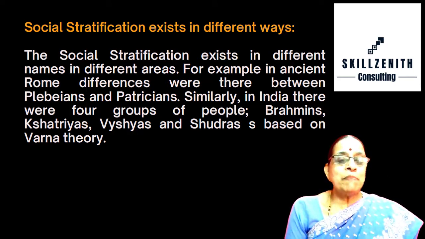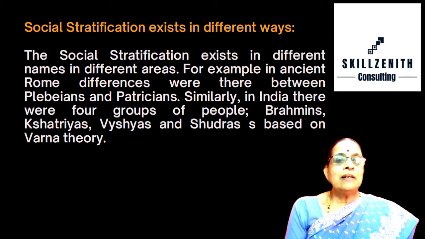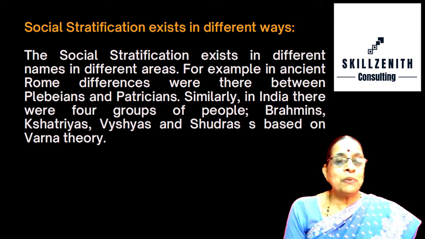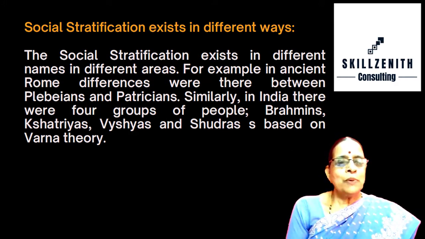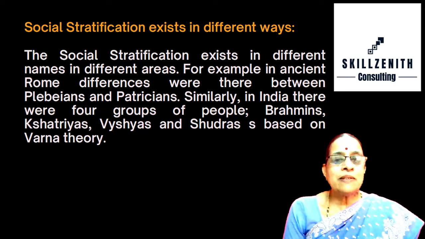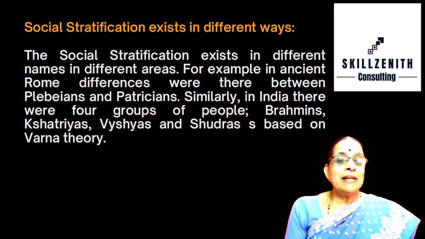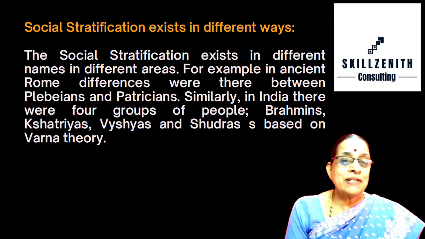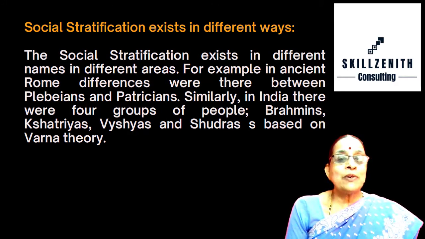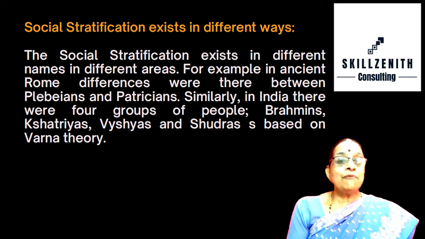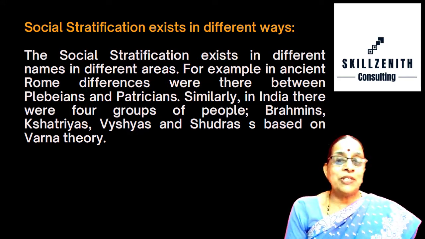Plebeians were common people and also people who were occupied in different occupations. Artisans and many other occupations are there in society. They were the group of people who were following different occupations. Patricians means nobles, rich people. There were 15% of patricians and 85% of plebeians in the ancient Roman society. That is roughly around the 14th to 15th century.